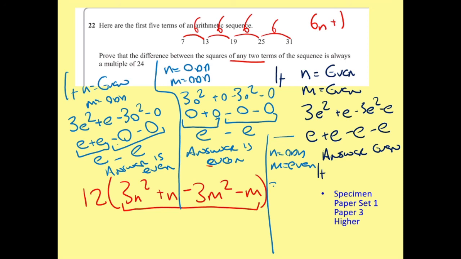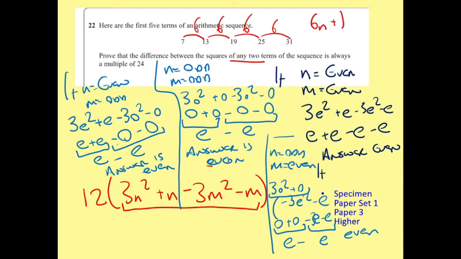So I've done even, even, even, odd and odd, odd, so I need to do odd, even. So if n is odd and m is even, what have I got? I've got 3 odd squared plus odd minus 3 even squared minus even. Odd squared is odd, plus odd, minus even, so even minus even. Odd plus odd is even, and even plus even is even. So that's also even.